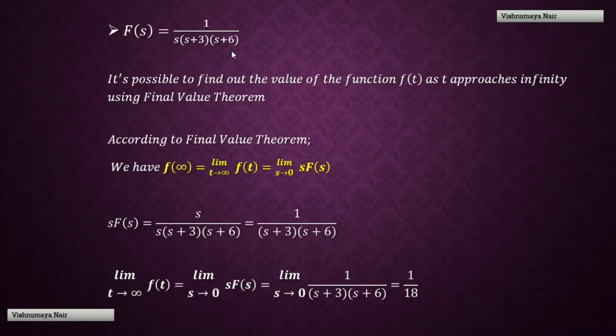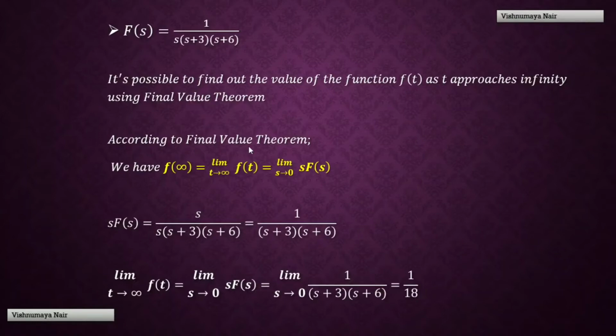Now let's solve a problem using this final value theorem. Given F(s) is equal to 1 by s into (s plus 3) into (s plus 6). And we have to find out the value of the function f(t) as t approaches infinity. So using the final value theorem, we can directly obtain the value of f(t) as t approaches infinity from F(s) itself.